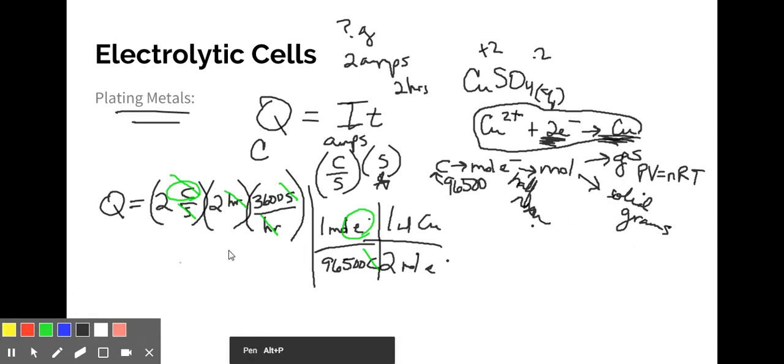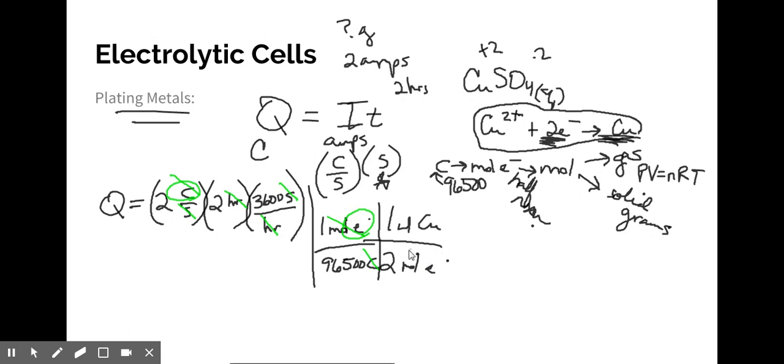Now you see how moles of electrons and moles of electrons is gone, and what I'm left with is just moles of copper. Now, if I wanted to go to a volume, if this was a gas, then I would take this moles and plug it in right there for n in PV = nRT. They would have to give me a pressure and a temperature in that case if I was solving for volume. But since this is a solid, I'm going to go directly into grams.